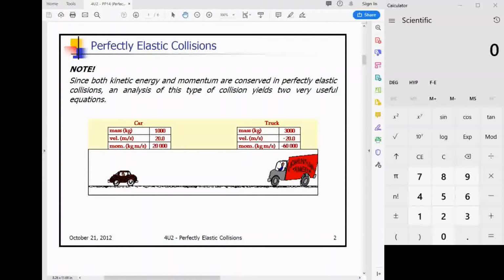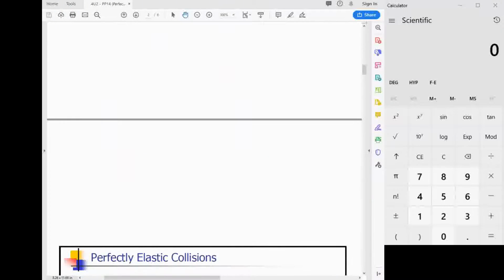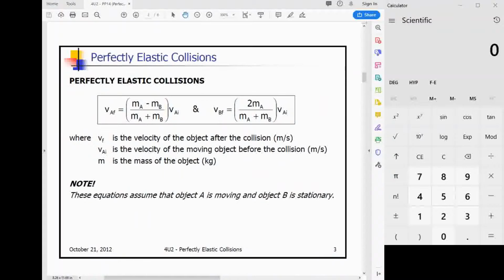Since both kinetic energy and momentum are conserved in perfectly elastic collisions, an analysis of this type of collision yields two very useful equations. Now, I'm not going to go through these. They're covered in your textbook on how you can derive these on page 240 and page 241. So if you want to look at that, please review your textbook.